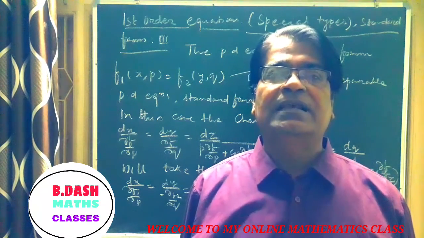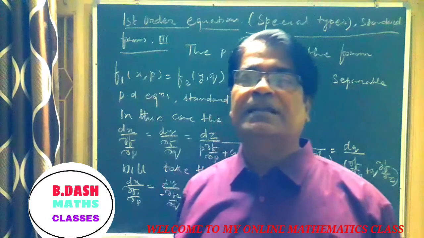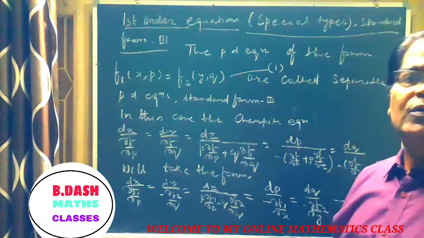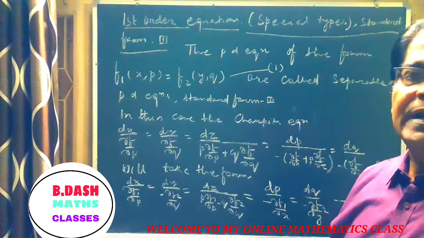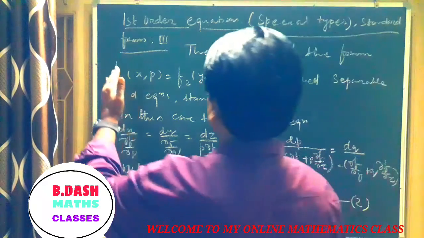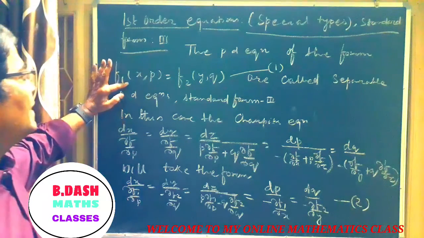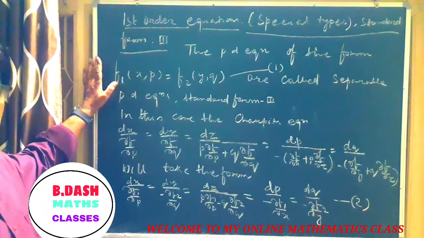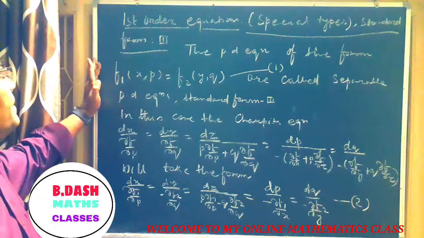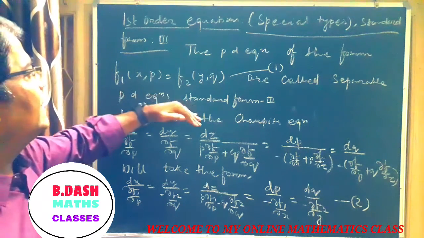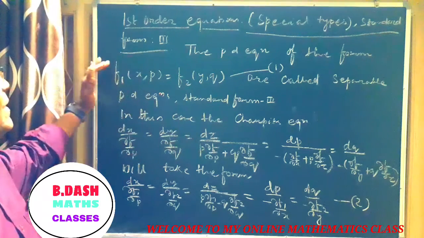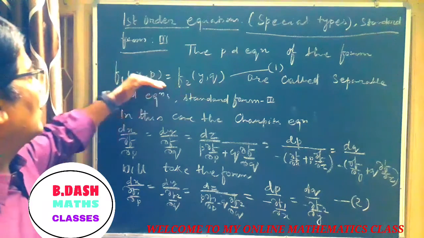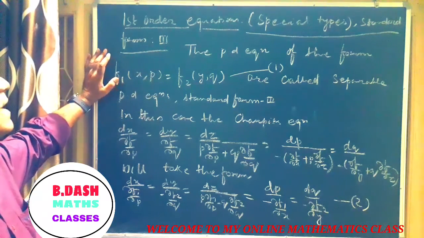In this class, I am going to teach you first order partial differential equation special form, standard form 3, which is also known as a separable differential equation. In this case, the partial differential equation will take the form f1 of x, p is equal to f2 of y, q. That means the terms containing x and p will be brought to one side and terms containing y and q will be brought to the other side. If the equation can be expressed in this form, then we can say it is standard form 3.